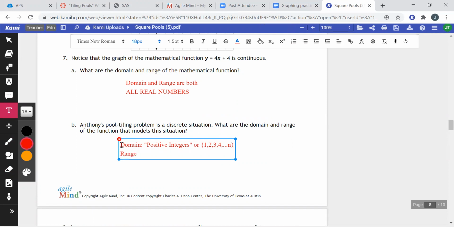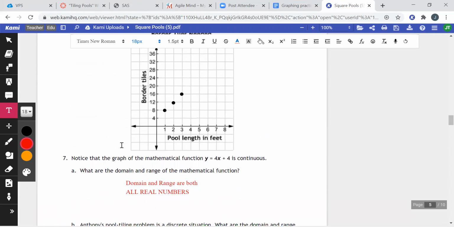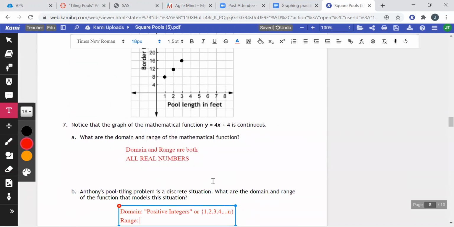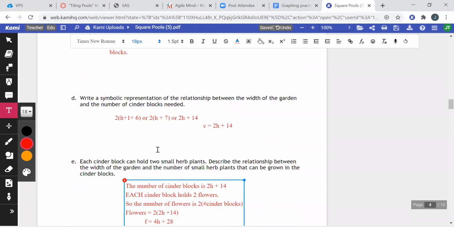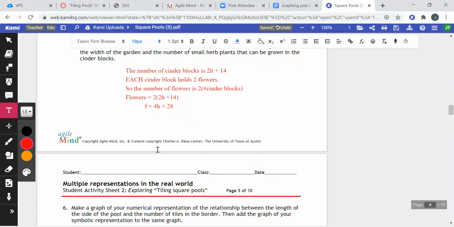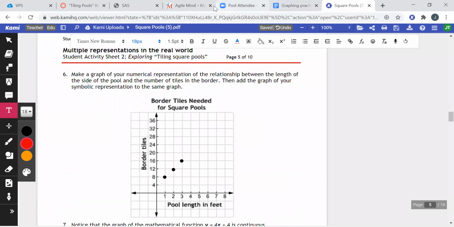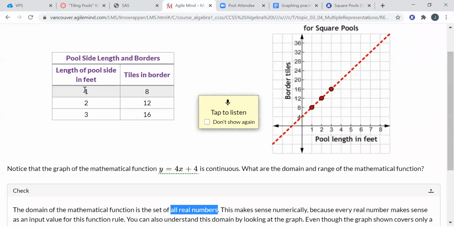Range is also positive integers, but here's the weird thing. We would say, well, we have our numbers here. The domain, oh gosh, we have them way up there. Let's go back to this assignment because it shows it right there in front of us. The domain is 1, 2, 3. The range is these numbers.